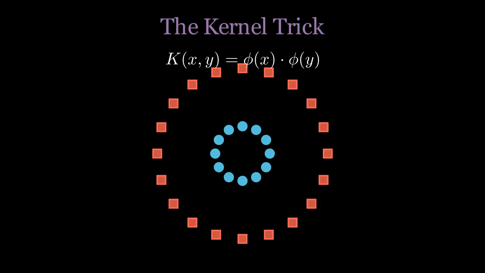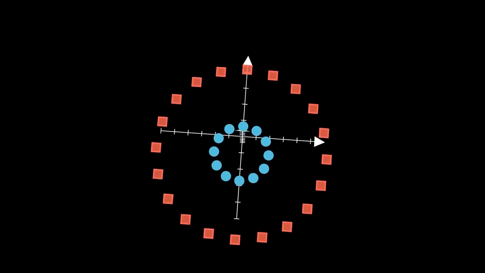The true magic of SVMs is the kernel trick. Sometimes data is simply not linearly separable in its current dimension. Imagine a ring of points surrounding another cluster. No straight line can separate them. But what if we project this data into a higher dimension?